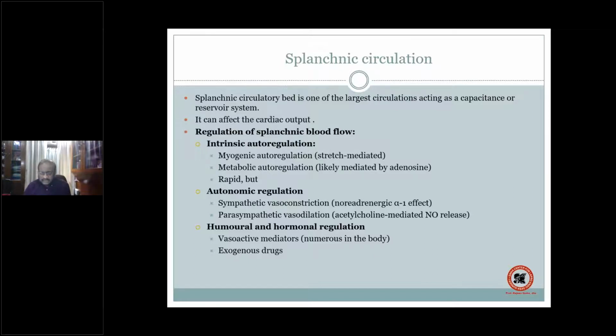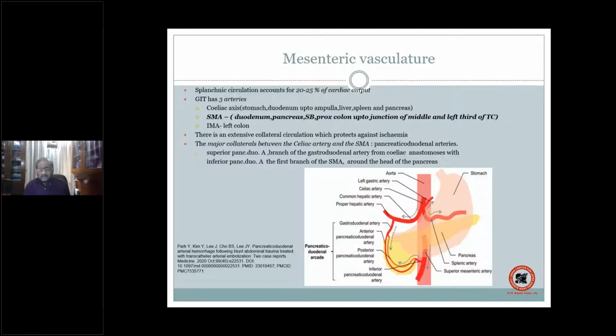Humoral and hormonal regulation also works on the circulation, and that is basically vasoactive mediators and exogenous drugs. Now, as said earlier, 20 to 25% of cardiac output is there in the splanchnic circulation. We all know that the gut or the GIT has three arteries to it: the celiac, the superior mesenteric, and the inferior mesenteric.